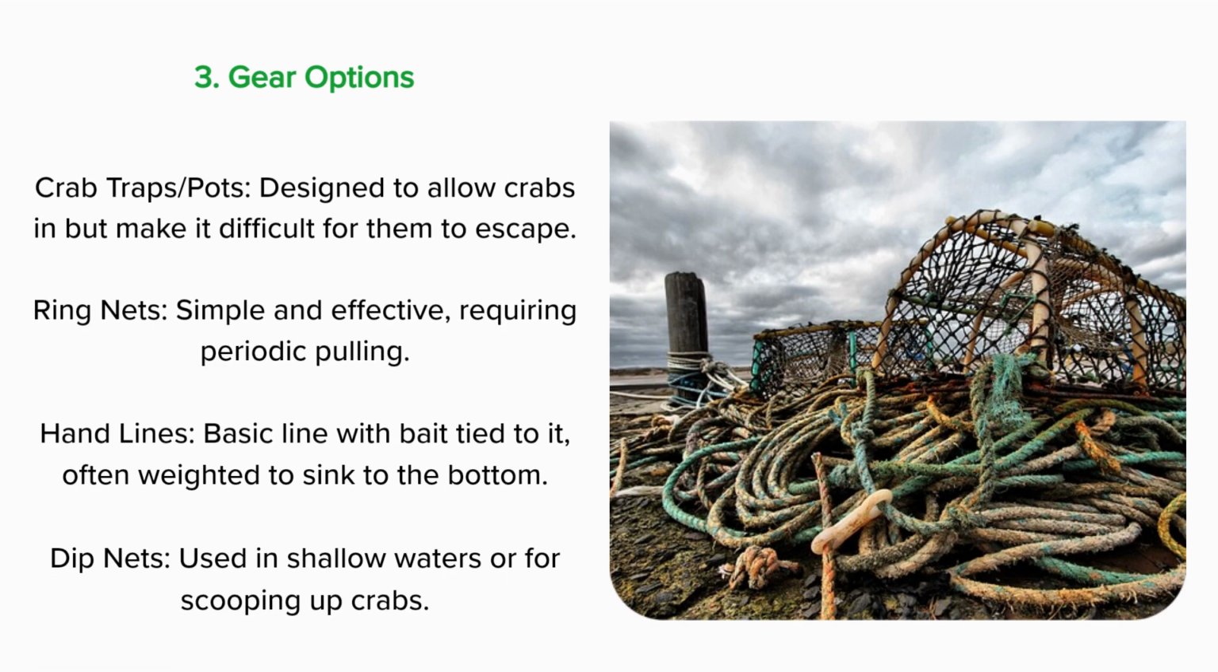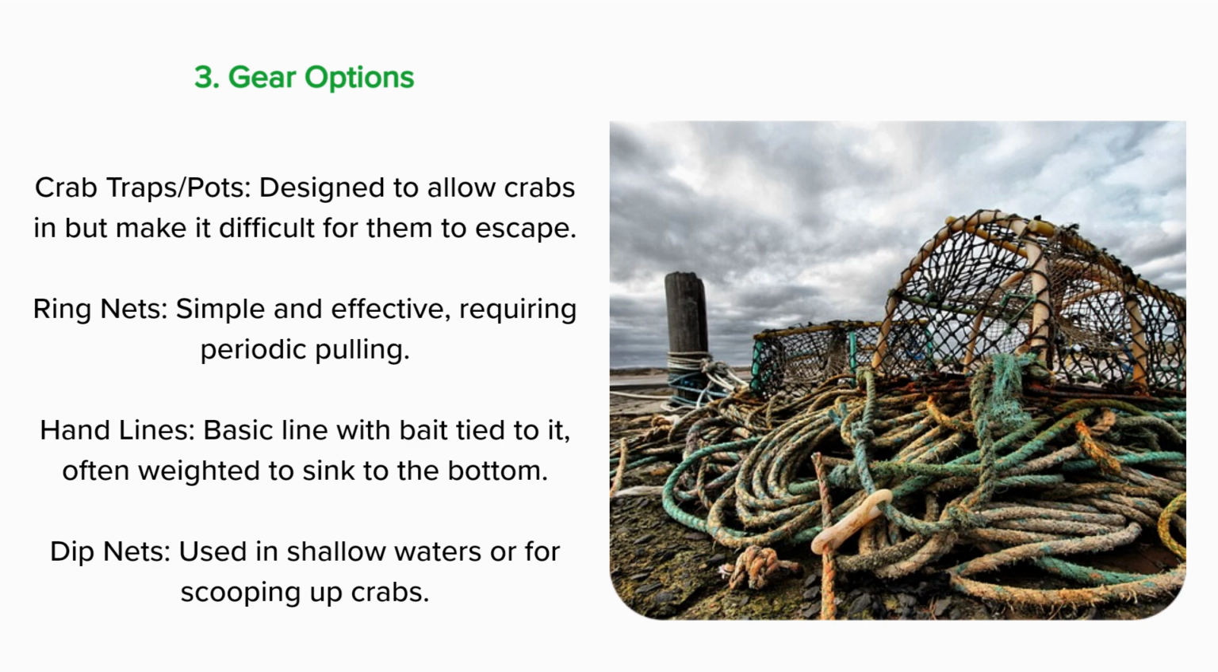Three. Gear options. Crab traps, pots. Designed to allow crabs in but make it difficult for them to escape. Ring nets. Simple and effective, requiring periodic pulling. Hand lines. Basic line with bait tied to it, often weighted to sink to the bottom. Dip nets. Used in shallow waters or for scooping up crabs.